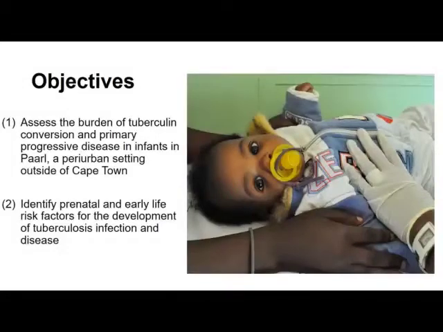So the objectives of this study were to assess the burden of tuberculin conversion and primary progressive disease in infants in a community a little bit outside Cape Town. We also tried to identify prenatal and early life risk factors for the development of tuberculosis infection and disease as another objective. And all these pictures are participants in our study.